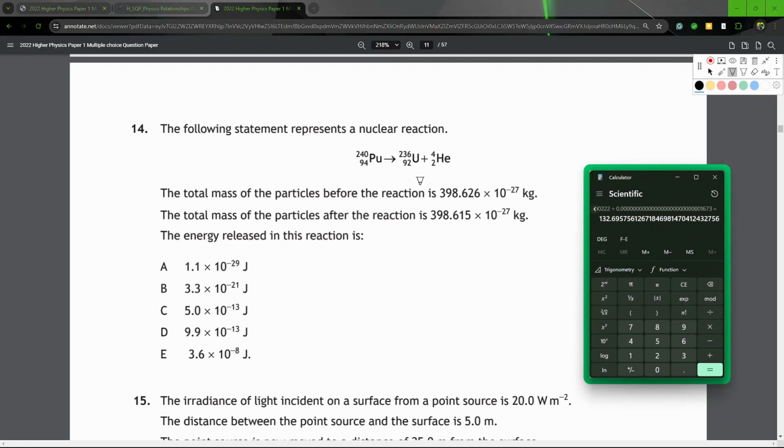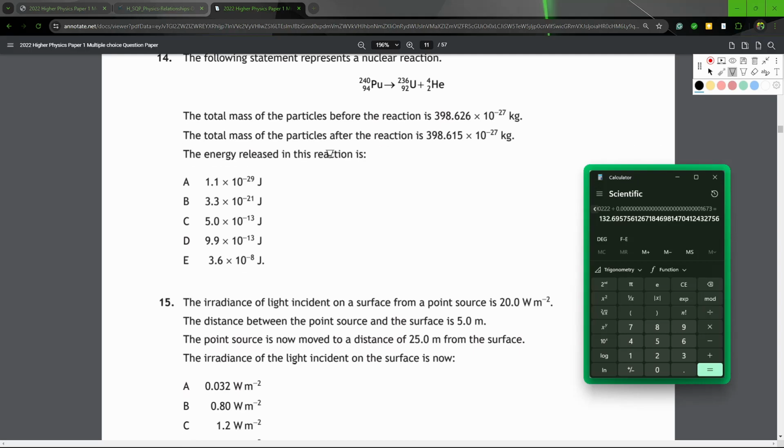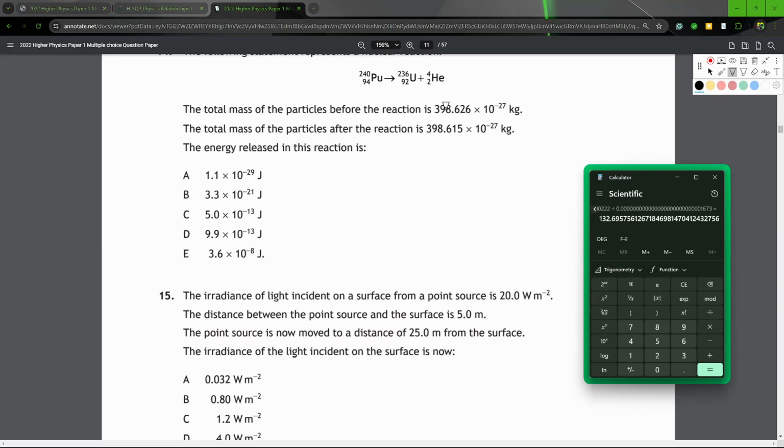The following statement represents a nuclear reaction. So you've got plutonium, and it's splitting into uranium and helium. The total mass of the particles before the reaction is this long number. The total mass of particles after the reaction is this long number. The energy release in the reaction is what?